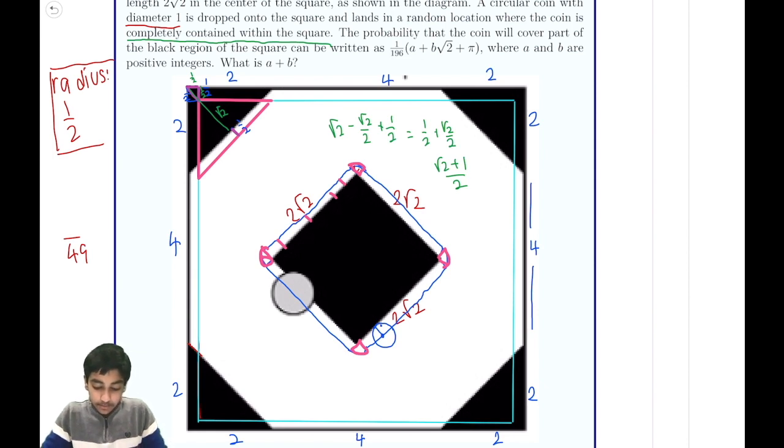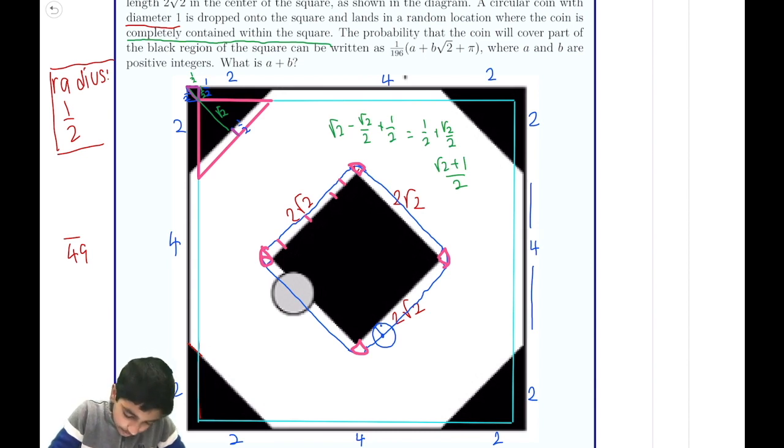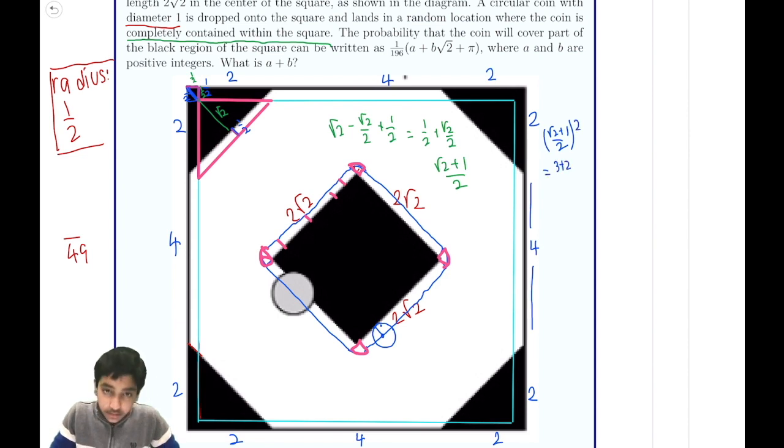So we should subtract. The altitude is just going to be subtracting that from here, because we're subtracting root 2 over 2 from the altitude, just to make it clear. Subtract this altitude here: we subtract root 2 over 2, because 1/2 times root 2 is root 2 over 2, and we add back this 1/2, we get root 2 plus 1 over 2. Then it's going to be root 2 plus 1 over 2 squared, which is equal to 3 plus 2 root 2 over 4.